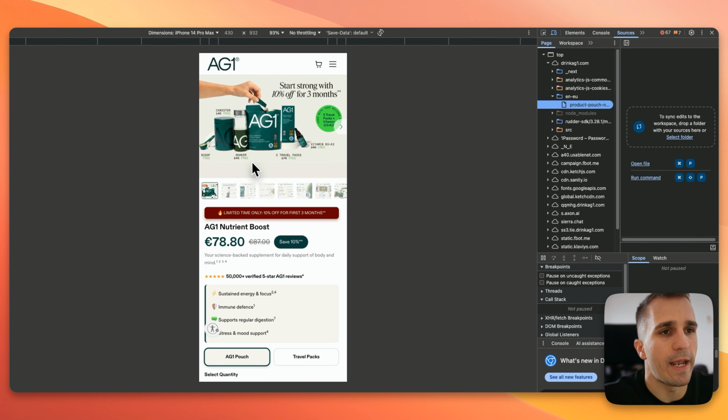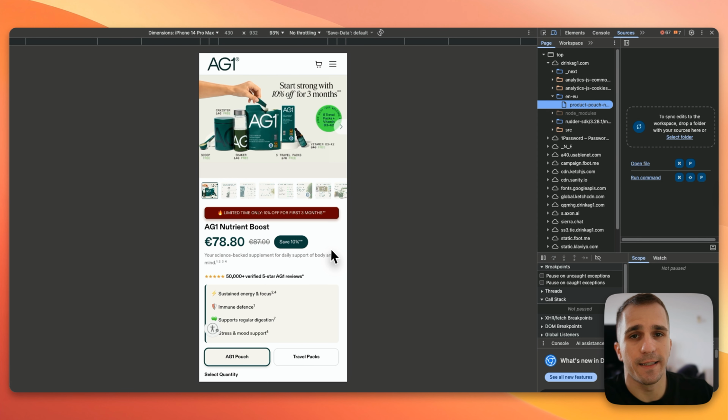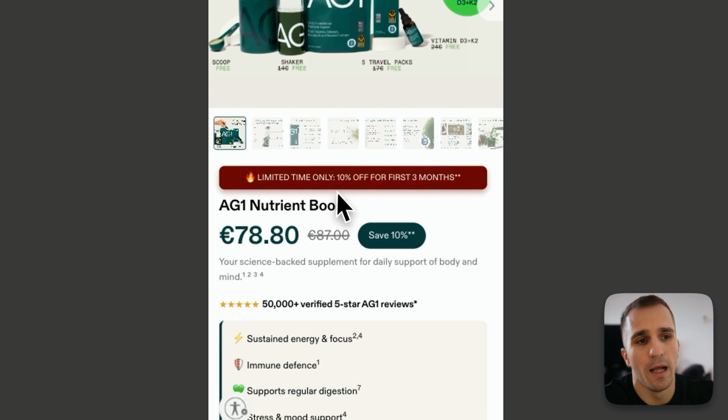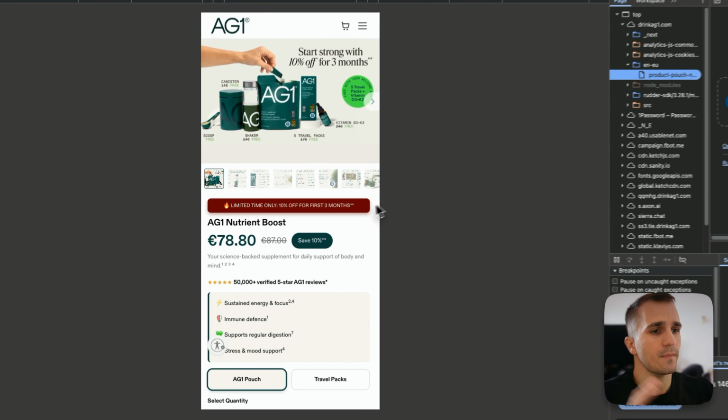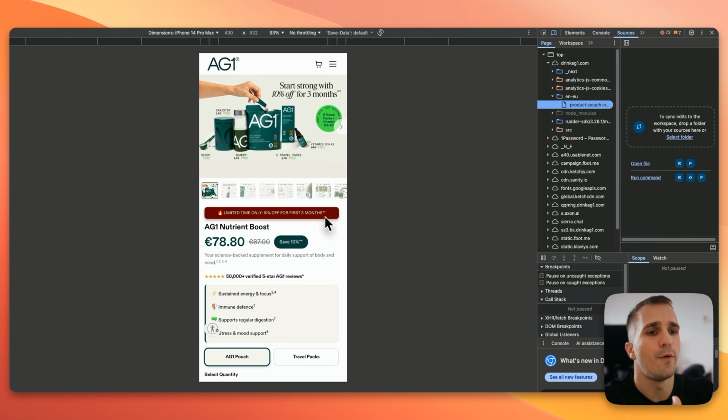So here we have AG1, and the first thing that you're going to notice as you land on the above the fold section is this here: limited time only, 10% off for the first 3 months. So immediately when visitors land on this product page, they will always have that small pressure in their mind that if they don't act now as they're on the product page, they will miss the opportunity to save 10% on their order.